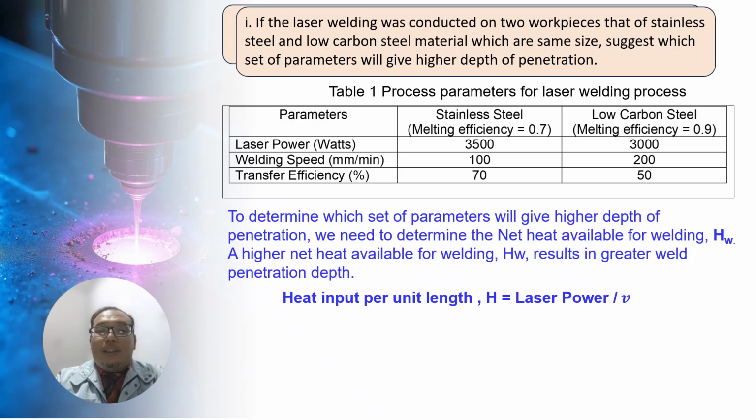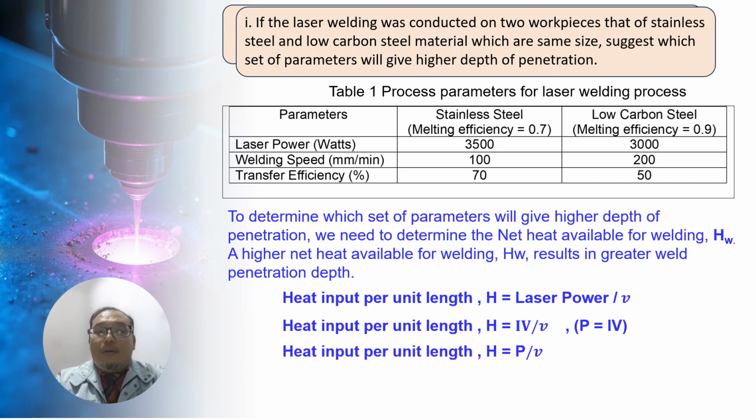To determine HW, we need to understand H, the heat input per unit length. The formula is H equals laser power over V, where V is the welding speed or velocity. We also know that the laser power is IV. So the formula becomes H equals IV over V. And we also understand that IV equals P. Therefore, the equation for H changes to H equals P over V, where V is the welding speed.